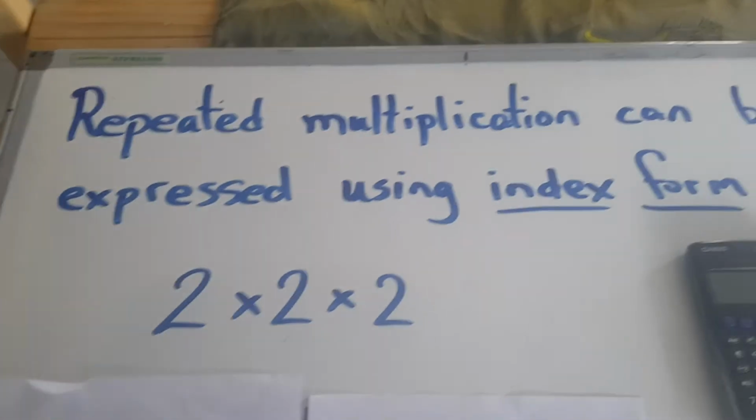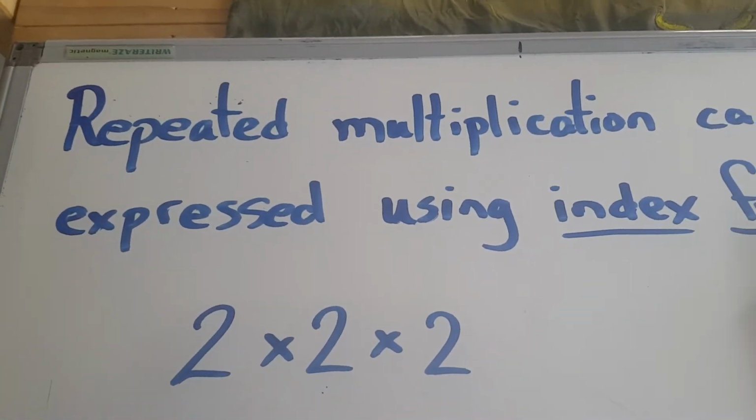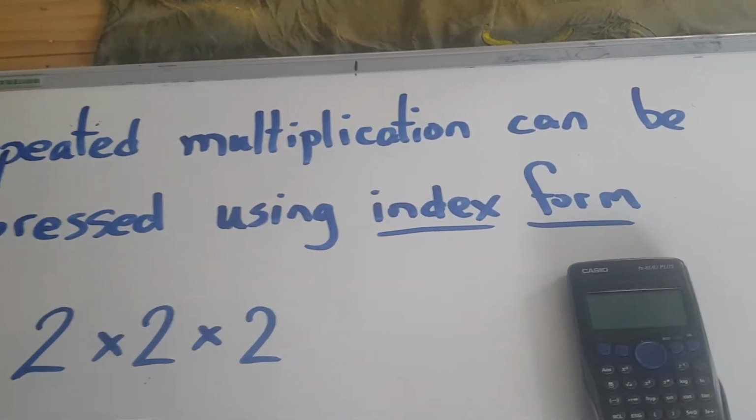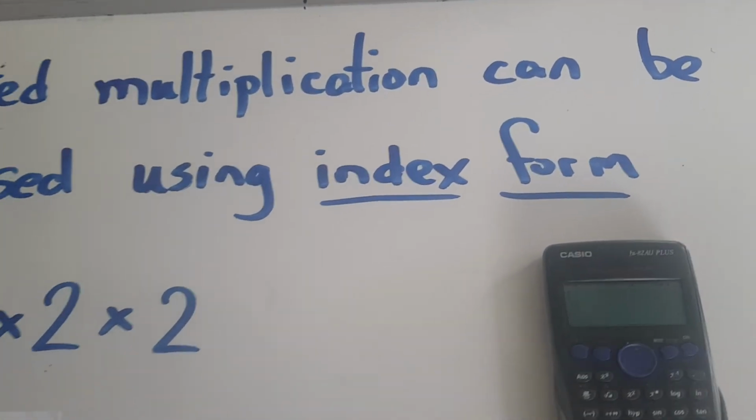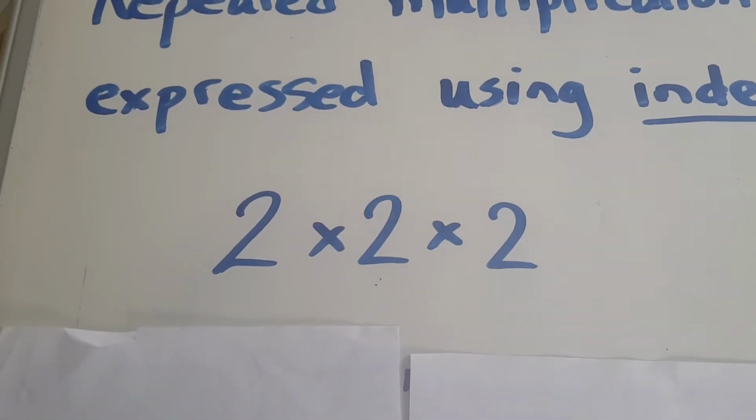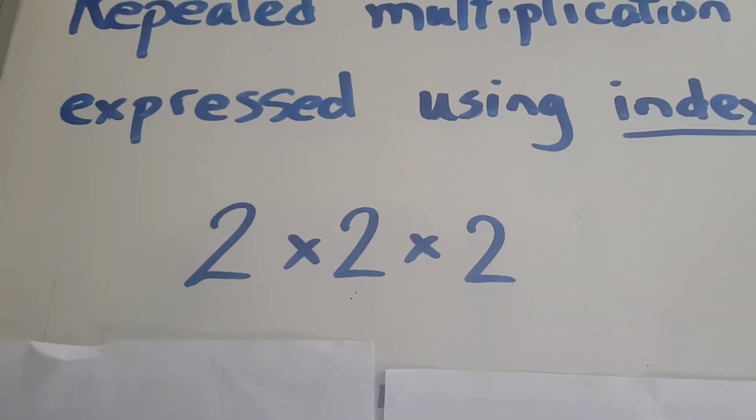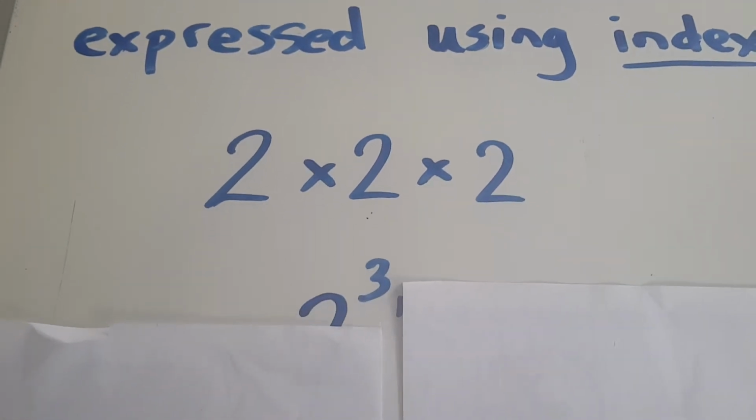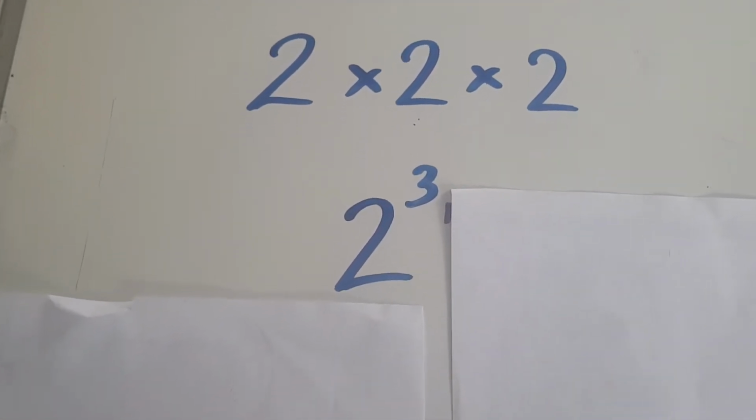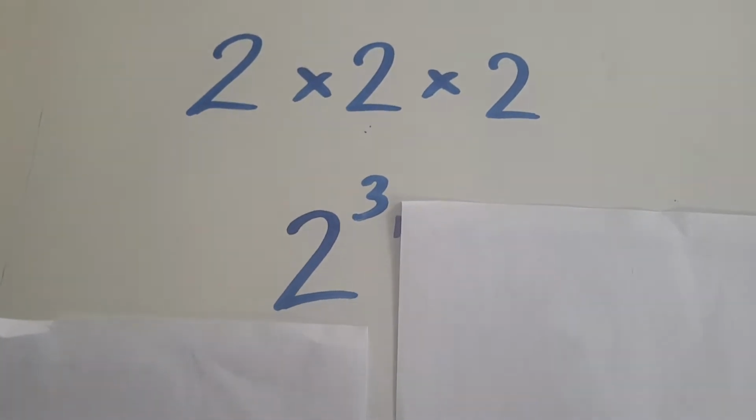Today we are going to talk about how to show repeated multiplication using what is known as index form. So if we wanted to write 2 times 2 times 2 in a simpler way, we are going to write 2 to the third power, or 2 cubed.